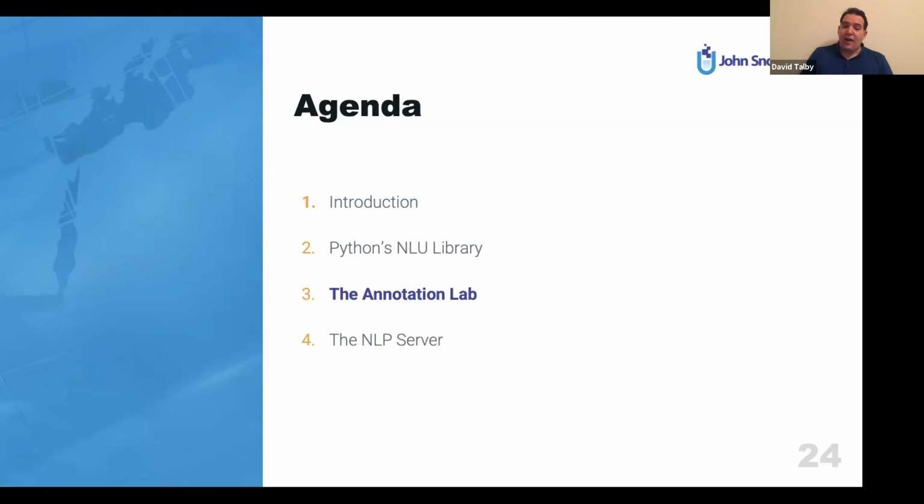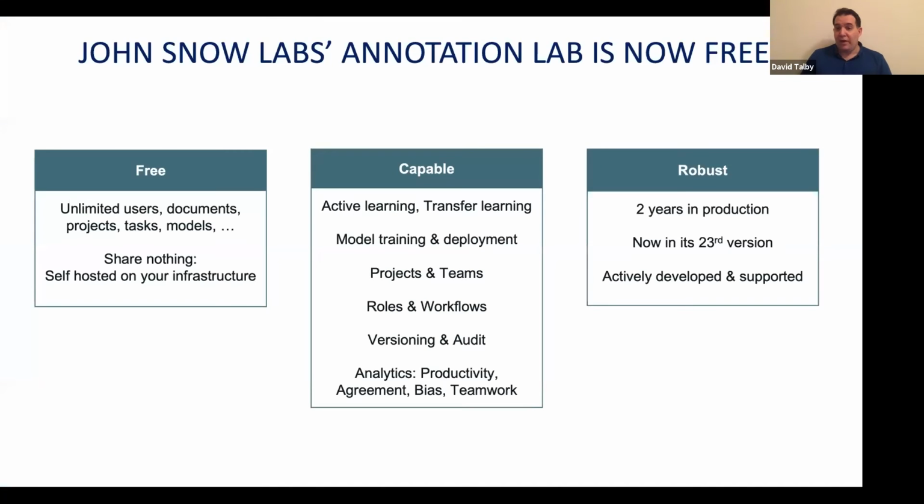So that's the NLU library. The next thing that we found useful, and found that something that's missing in the industry, is a really strong enterprise-grade, good annotation tool. And we're happy to say that Johnson Lab's Annotation Lab is now free. By free, we mean free. So it's unlimited everything. You get the software, you install it yourself.